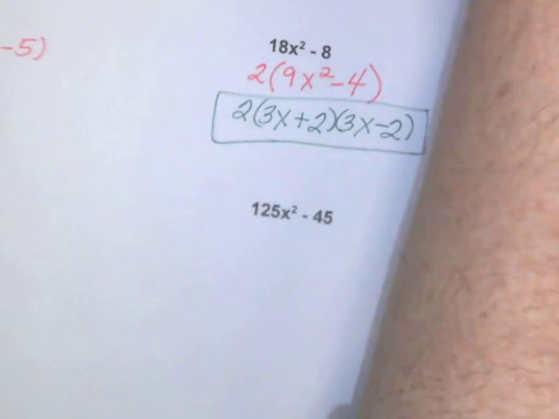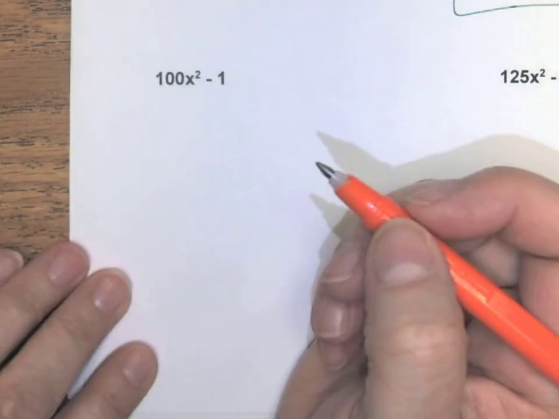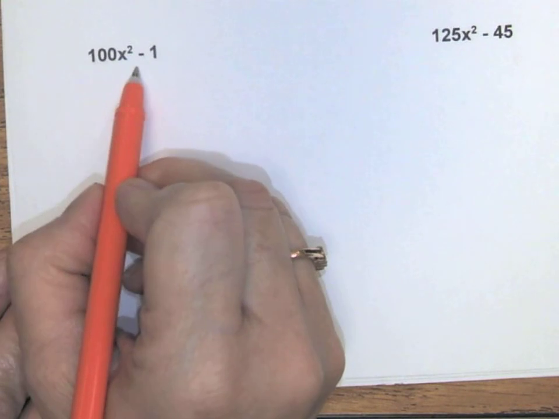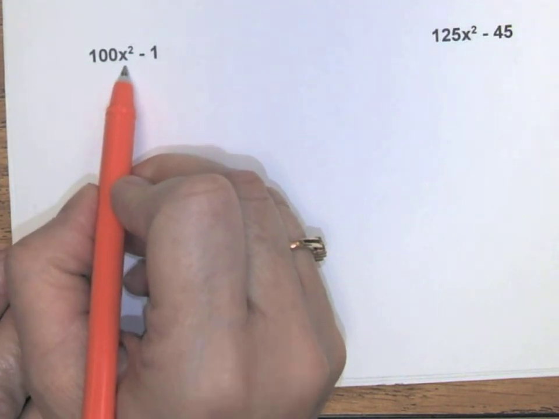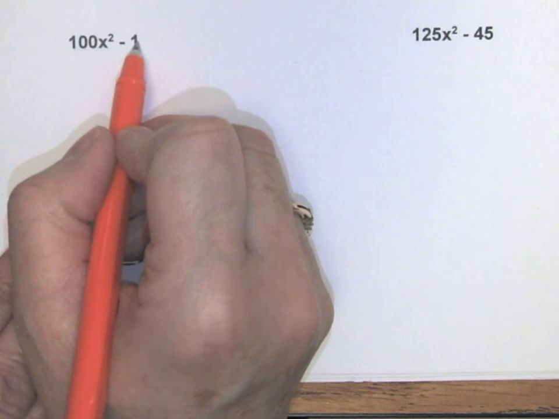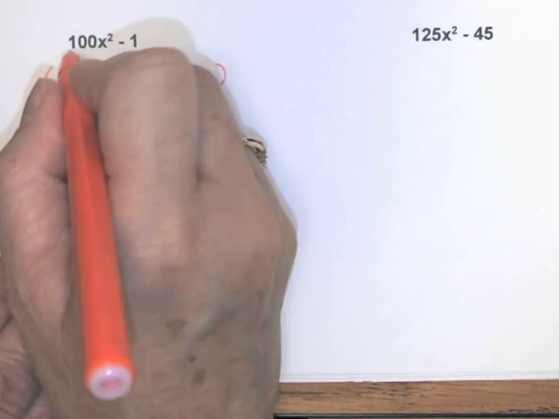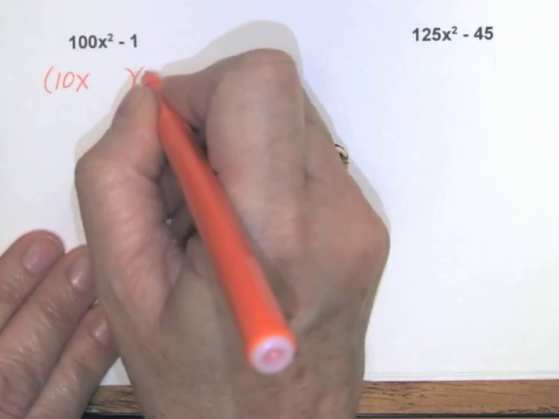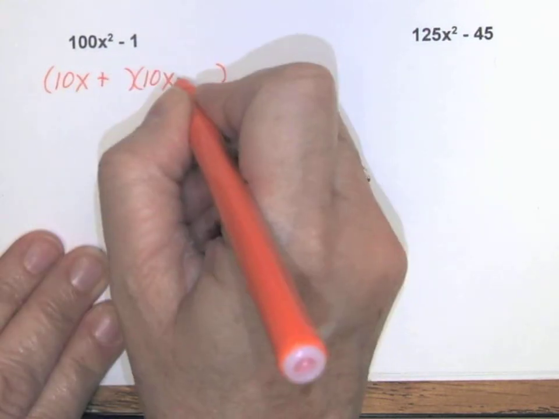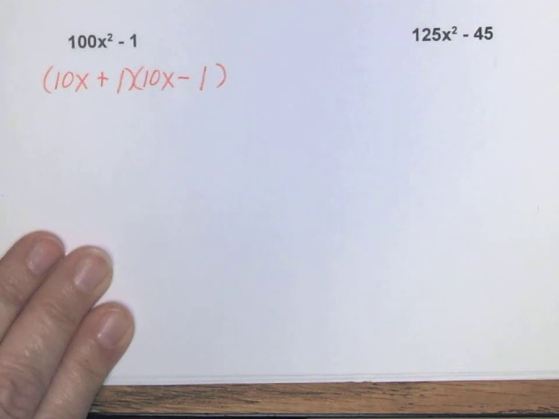All right, 2 more examples. So 100x squared minus 1. Is 100 a perfect square? Yes. X squared is a perfect square. At first glance, you might think 1 is not a perfect square, but it is. The square root of 1 is 1. 1 times 1 is 1. So, square root of 100x squared is 10x. One plus, one minus, square root of 1 is 1. So that one was a difference of two squares, and it can be factored like that.